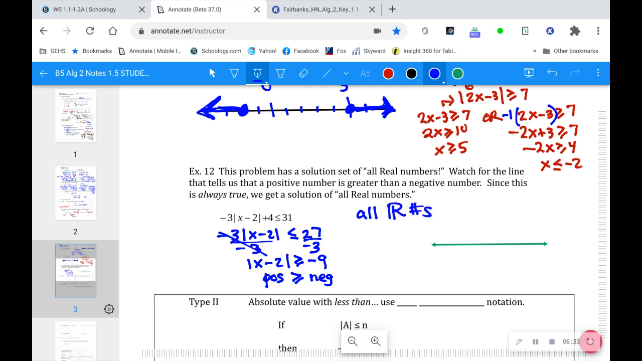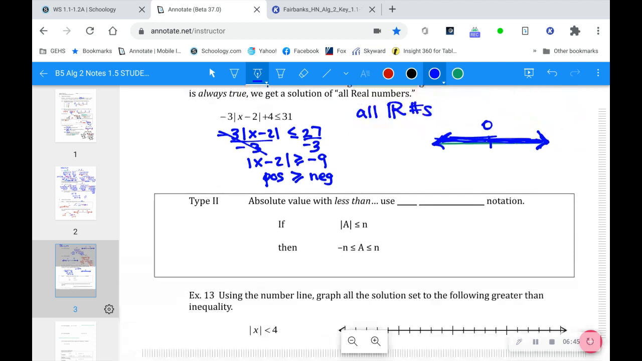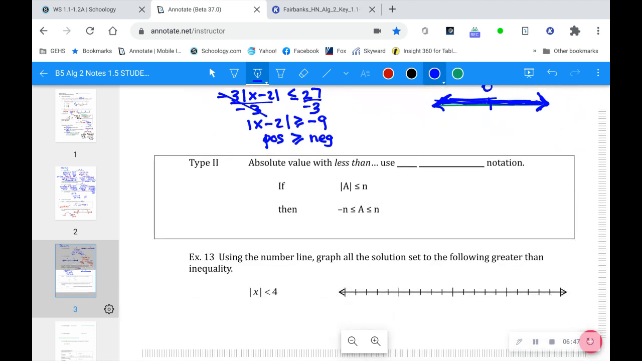Everything works. And then you take a number line, a simple number line, maybe put a 0 in the middle there, and you shade the whole thing. Okay, let's summarize these. Oh, no, we got another type, excuse me. We got the less than coming at you. Okay, so with absolute values and less than, you're going to use in-between notation when you're done.